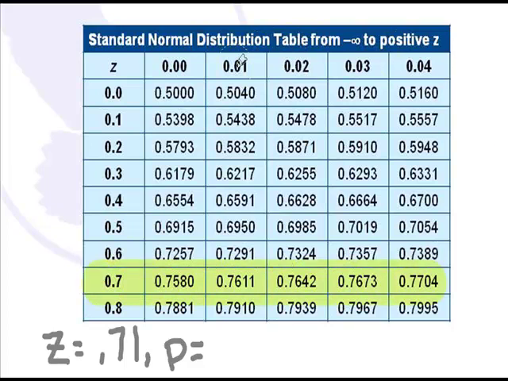And then the second decimal value of 1, follow along that line. And you find the value right at the intersection, right here. You would say that the probability of finding a z-score of 0.71 would be 0.7611.